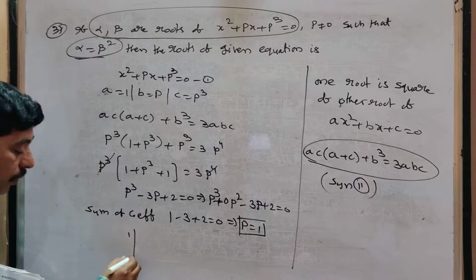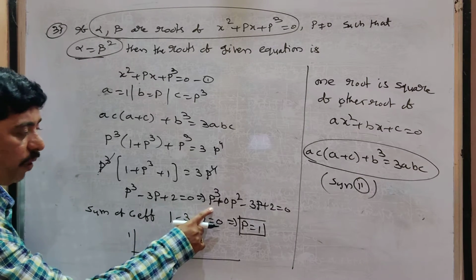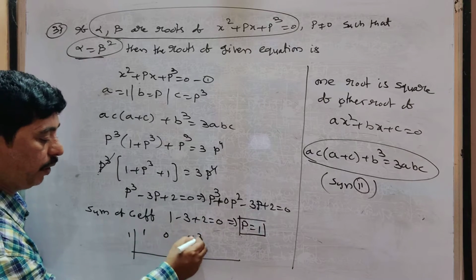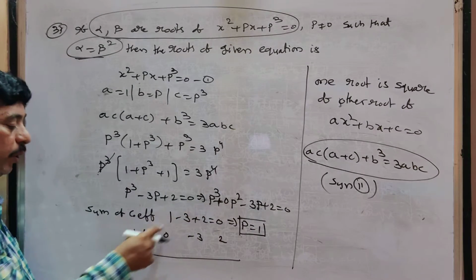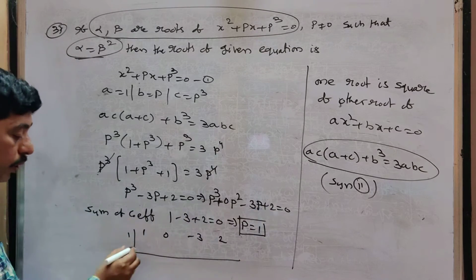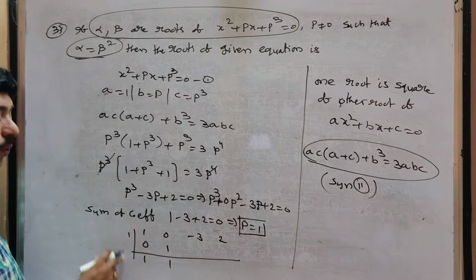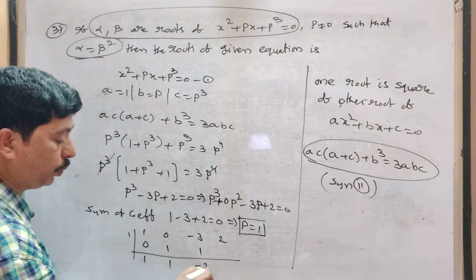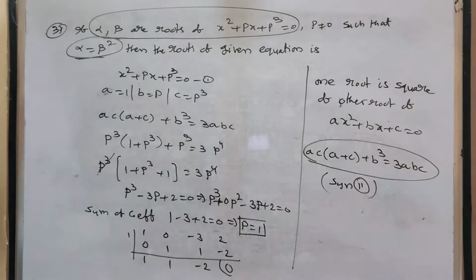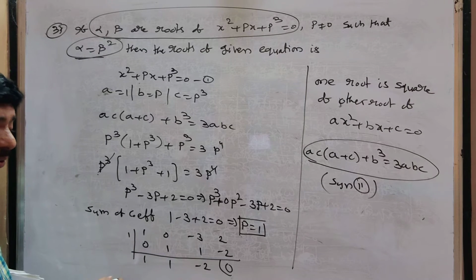Using the 1, you can do the synthetic division. You can observe, first, p cube quotient is what? 1. Next, p square quotient 0. P quotient minus 3. Constant is 2. 0 you can allot. 1 plus 0 is 1. 1 into 1, 1. 0 plus 1 is 1. 1 into 1, 1. Minus 3 plus 1 is minus 2. 1 into minus 2 is minus 2. Remainder is 0 we get. Again, sum of the quotients is 0.